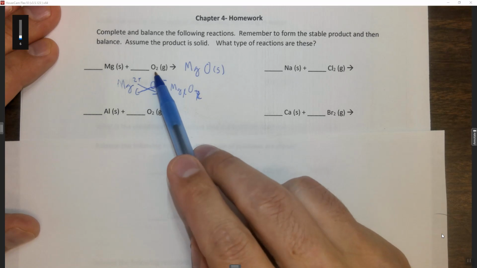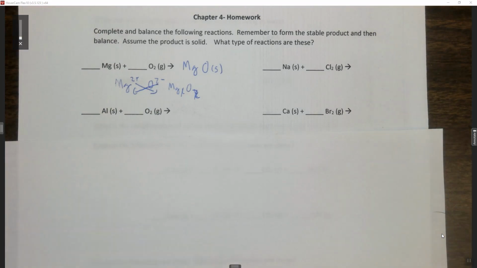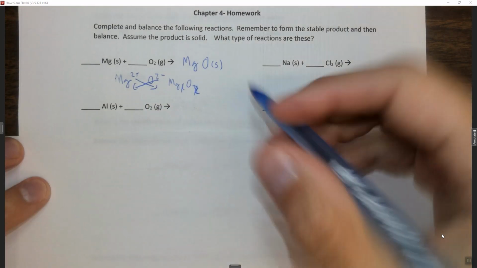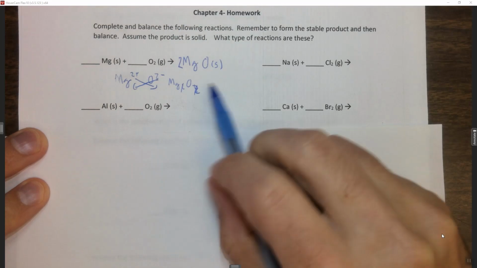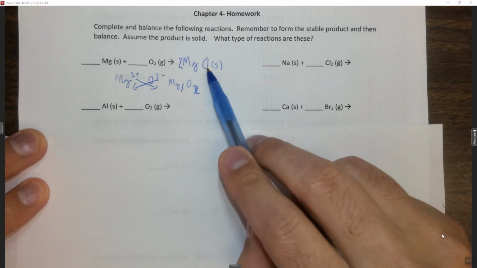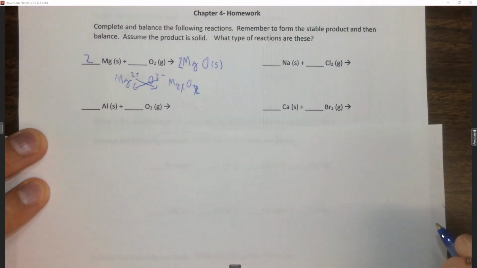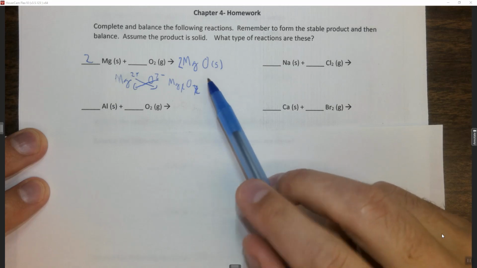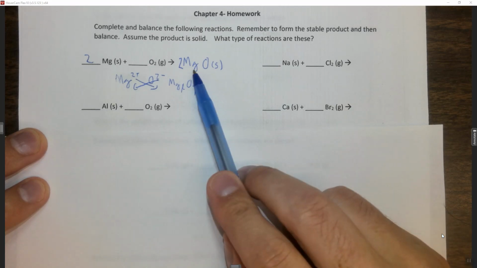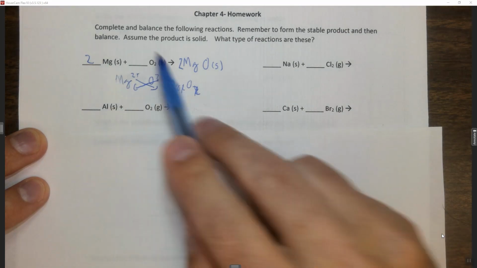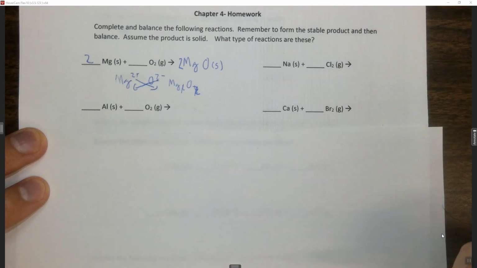So in order to not have that happen, we need to balance it. If we have O2 here, we have to make a minimum of 2 MgOs, because if we have 2 of these, we need to have 2 over here. And if we need to make 2 MgOs, we need 2 Mgs. So this is a balanced chemical equation. Note that when we're doing this, it's stable product from the reactants, then balance. It has to be in that order. Do not assume the product is MgO2 because MgO2 doesn't exist.